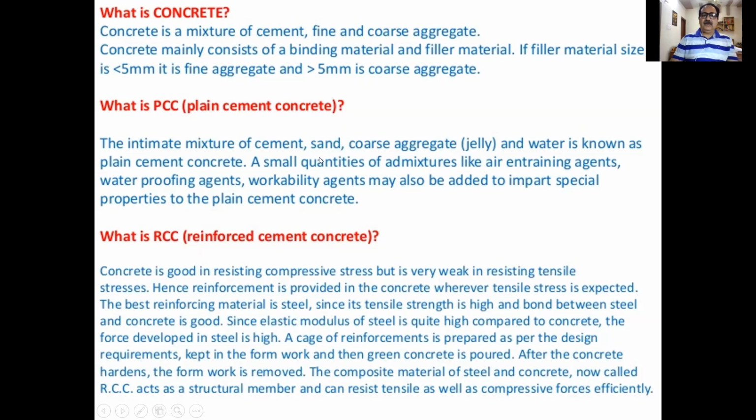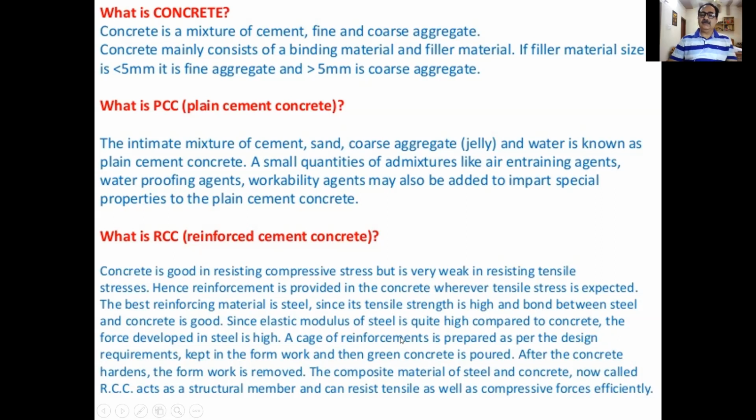Now, in addition to plain cement concrete, if we add steel bars, reinforcement, in PCC, it becomes RCC. Concrete is good in resisting compressive stresses, but it is very weak in resisting tensile stresses. So it is weak in tension. Hence, reinforcement is provided in concrete where tensile stresses are expected. The best reinforcing material is steel, since its tensile strength is very high and the bond between steel and concrete is considered to be very good.